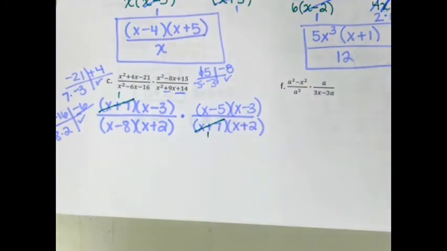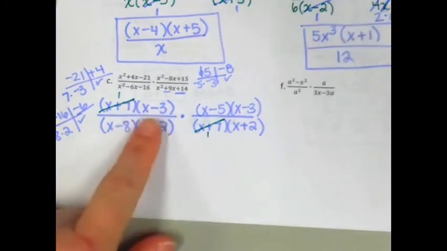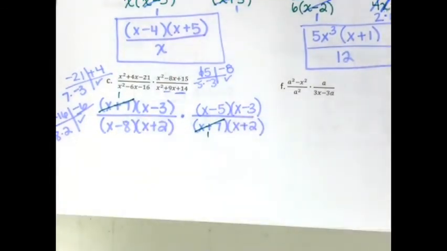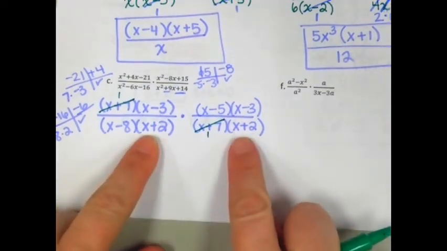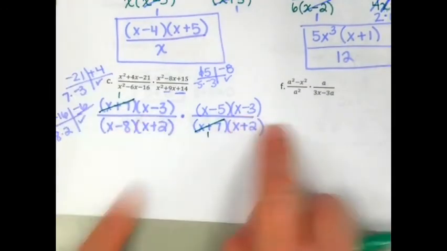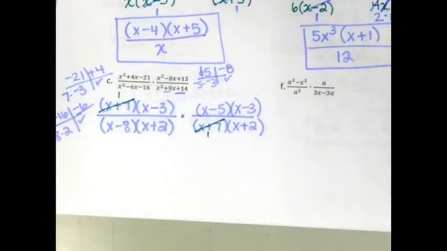Can I cross? X minus 3 and x minus 3, are they one on top and one on bottom? Nope. It's okay. I did this on purpose because a lot of people, remember, we can only cross simplify if it's on the top and the bottom. So like these x plus 2s, they're both in the denominator. I can't cross simplify them, right? Because we're multiplying, we're not dividing those two. Same thing with the x.